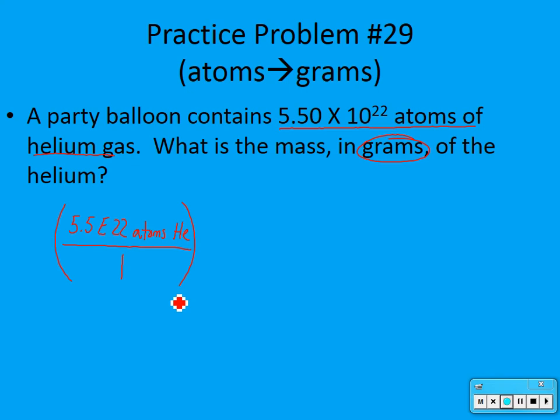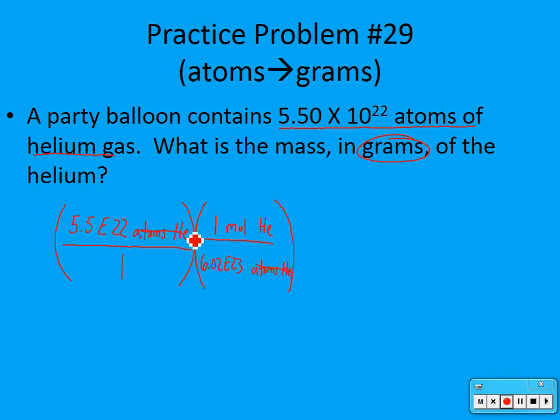Okay, now if we look at the roadmap, we're at atoms. Well, it doesn't have atoms on the roadmap, but atoms is in the particles circle there. So we've got to convert to moles first. Okay. If atoms of He is on top, we know that atoms of He has got to go on the bottom. We know that there's 6.02 times 10 to the 23rd atoms of helium in 1 mole of helium. So now my atoms of He cancel out, I'm to moles. So we just did that first step.